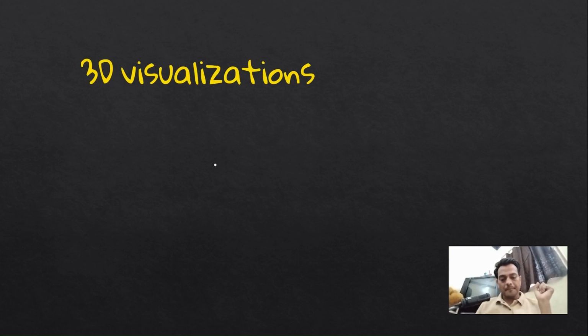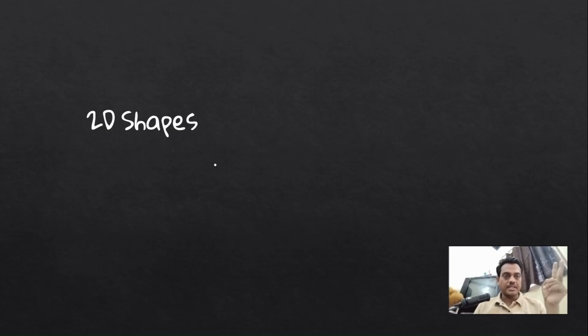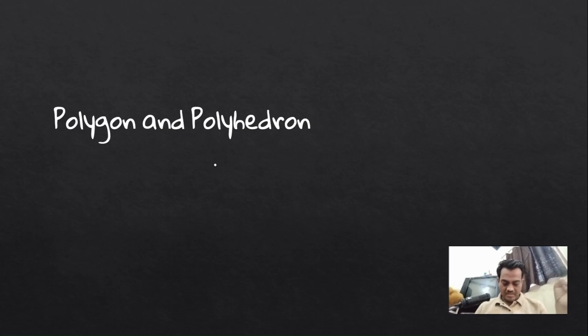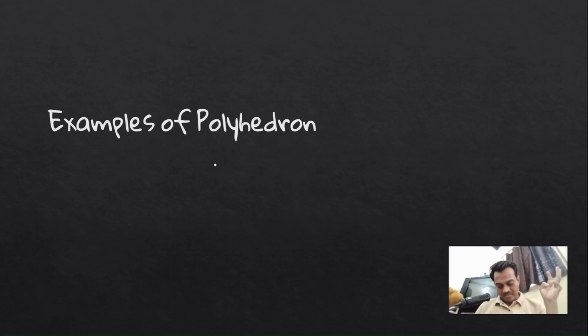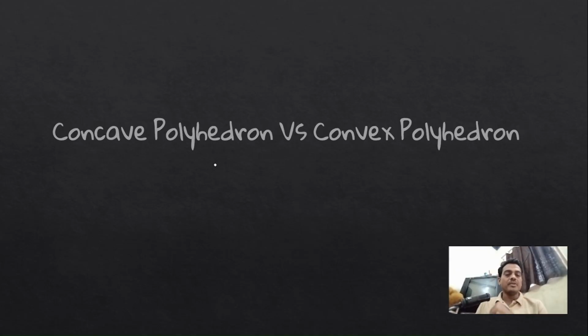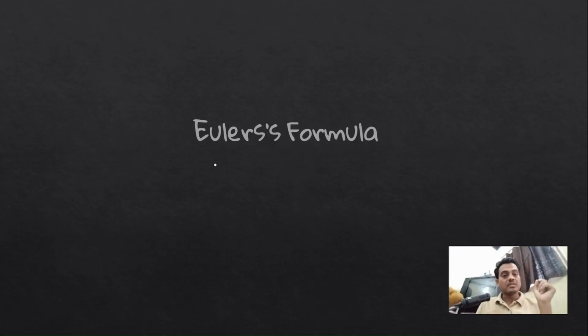3D visualization. In that we will learn the 2D shapes, 3D shapes. Examples of the 3D shapes: mapping of the space around us, the polygon, polyhedron. Examples of the polyhedron, then regular polyhedron versus the irregular polyhedron, concave polyhedron versus the convex polyhedron, and lastly the Euler's formula. So all these introductions are the concepts we will consider in this video.